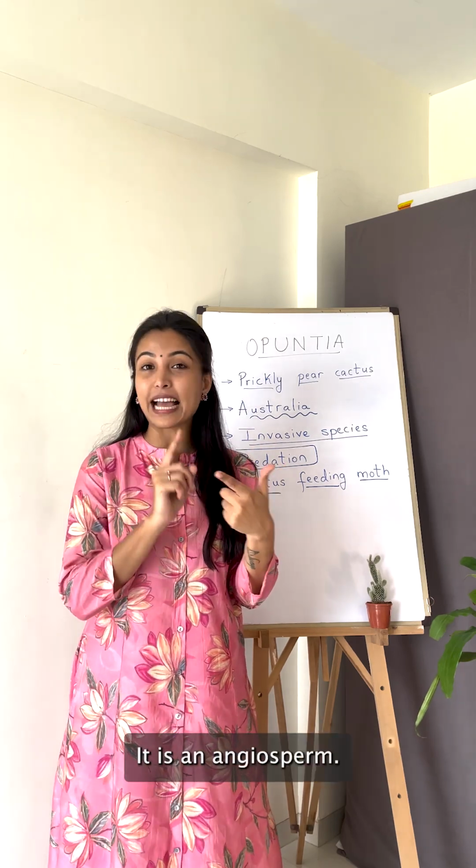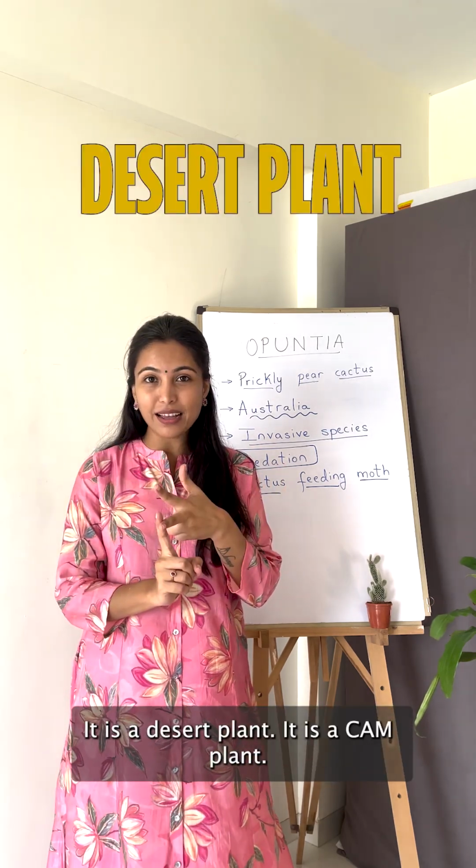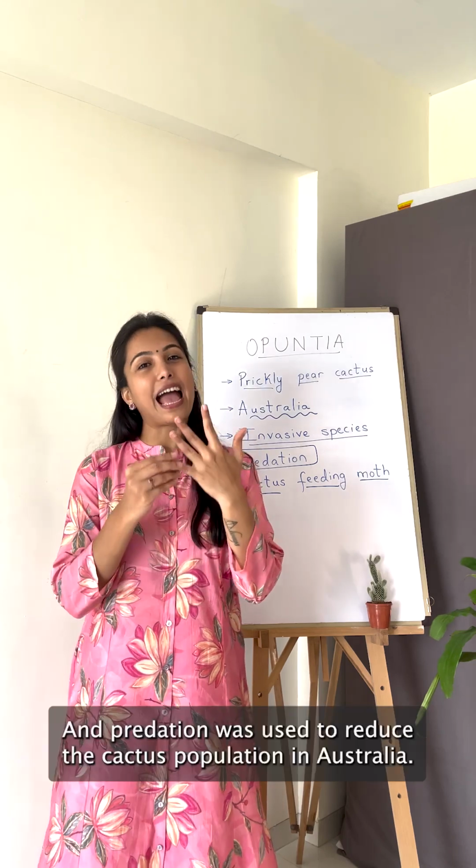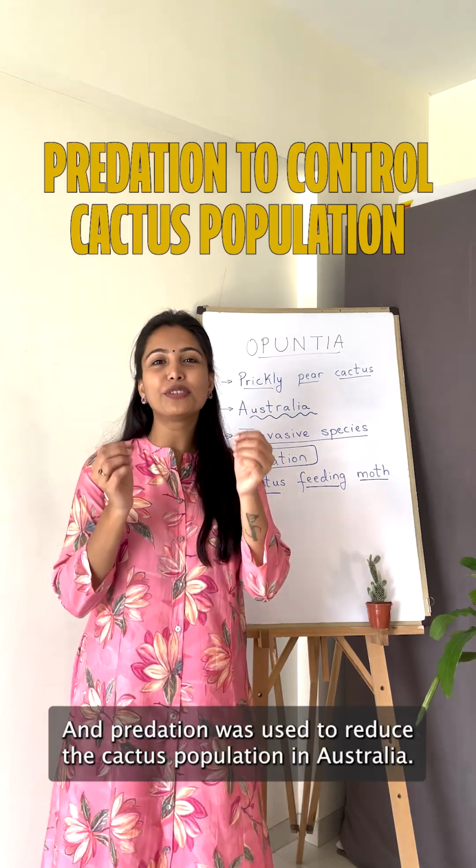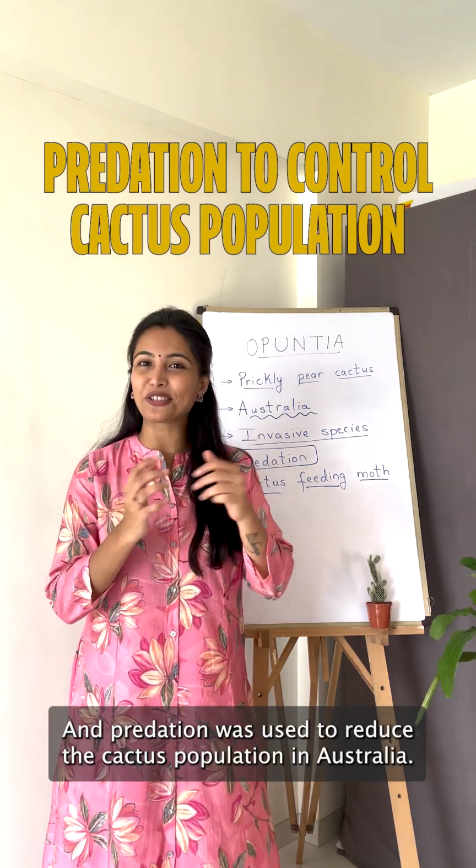So students, let's do a quick recap. Opuntia is an angiosperm, it is a desert plant, it is a CAM plant, and predation was used to reduce the cactus population in Australia.